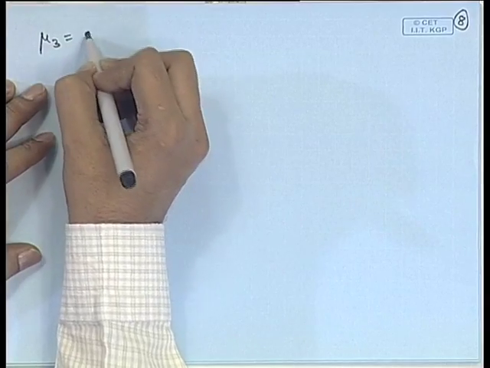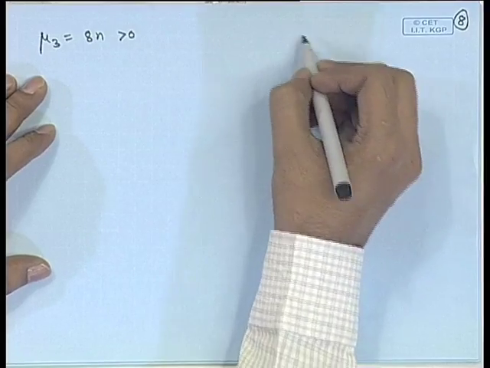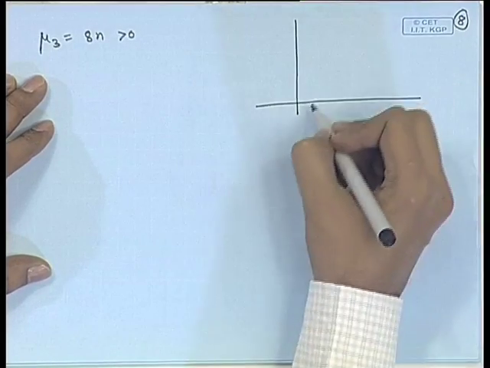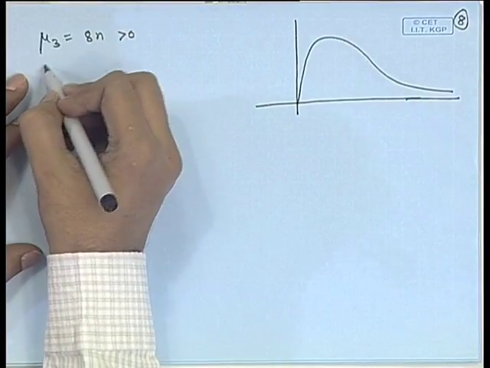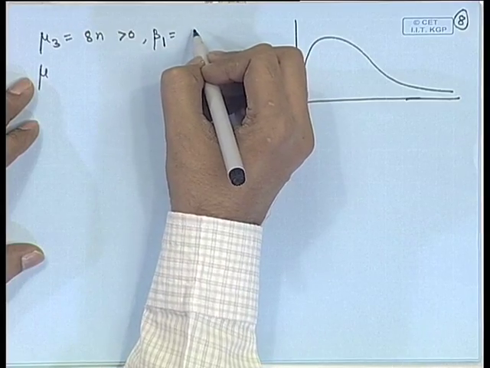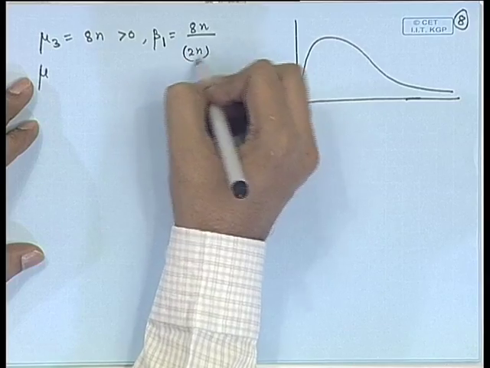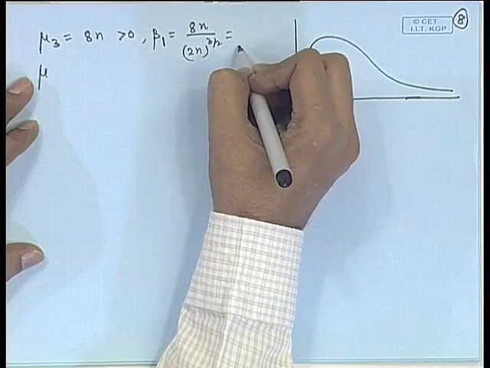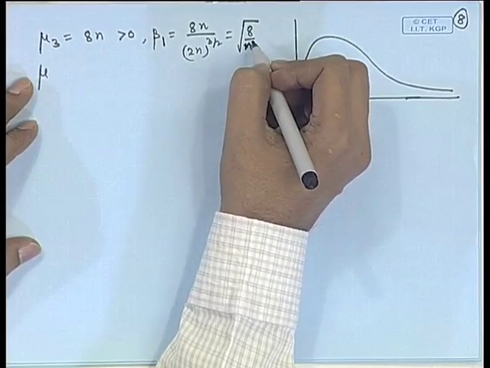In particular, we may look at the third central moment, that is 8n. So, obviously, it is a positively skewed distribution. Since the gamma distribution is positively skewed, depending upon different values of n, you will have different shapes for the chi-square variable. If we look at the measure of symmetry, that is beta 1, that is 8n divided by 2n to the power 3 by 2. So, it becomes root 8 by n, and as n becomes large, this is approximately 0.